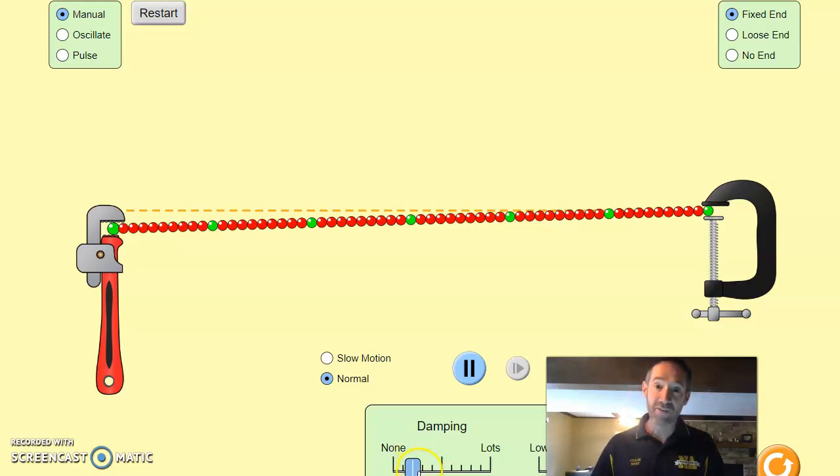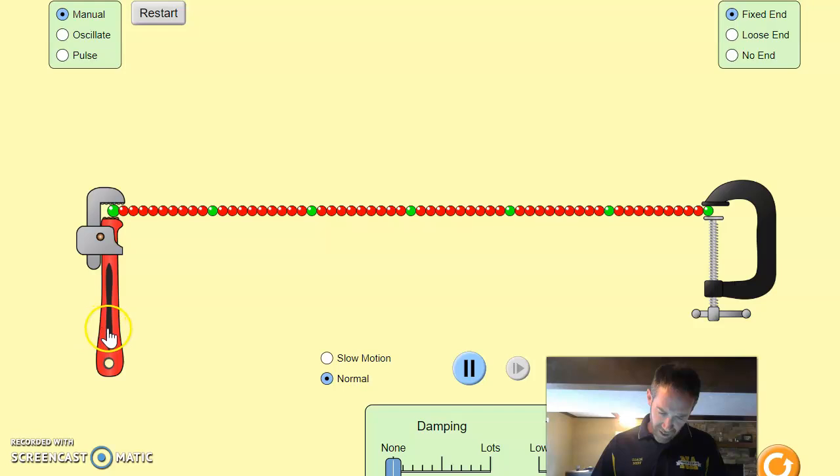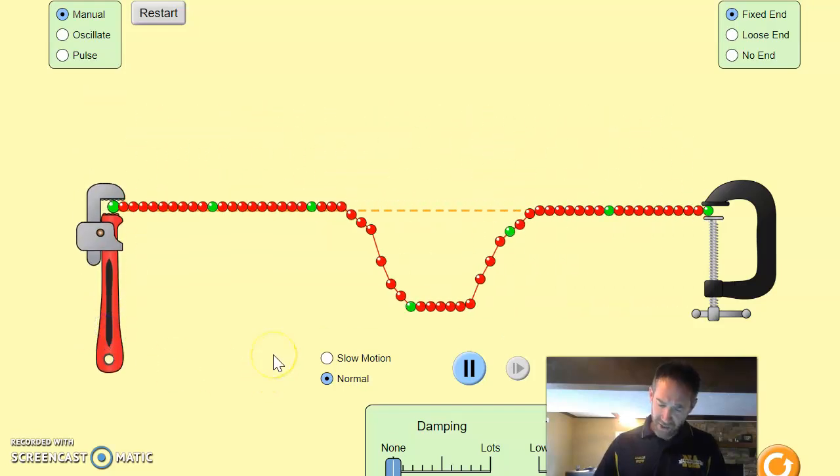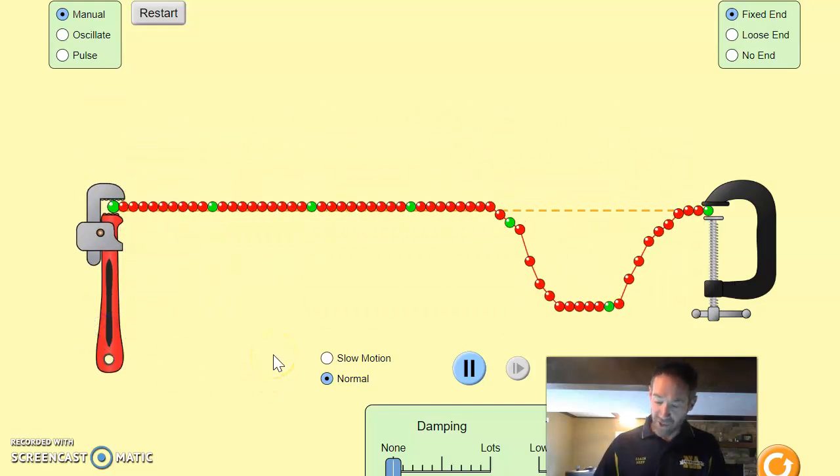That's a little bit more of an advanced concept than we're going to get into. So I'm just going to roll that down to none. And now if I give this a shake, you would see that it would just go on and on.